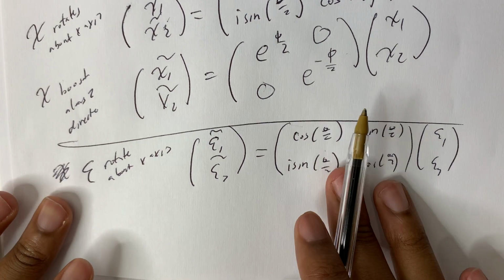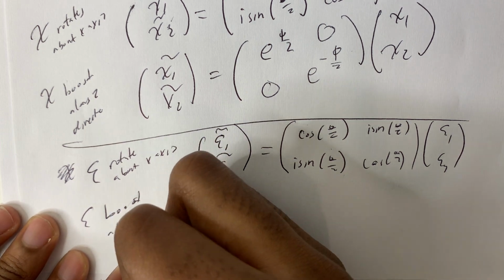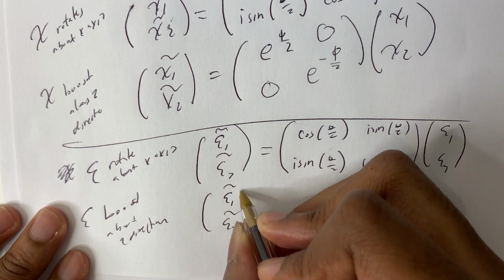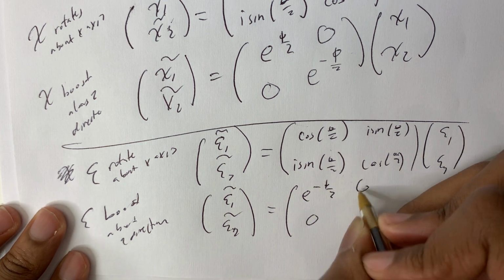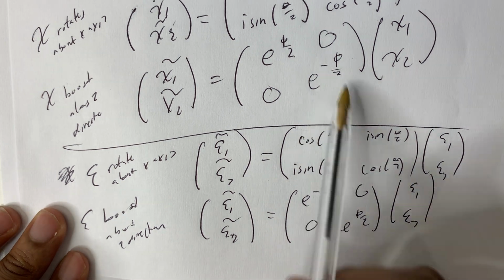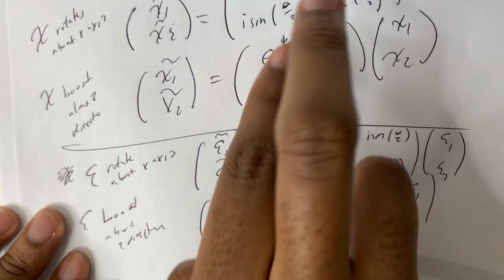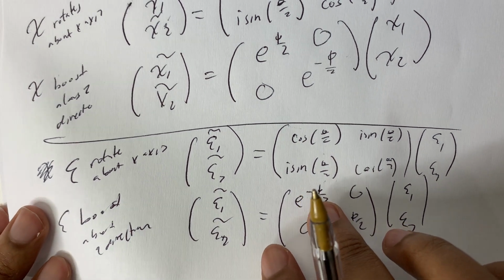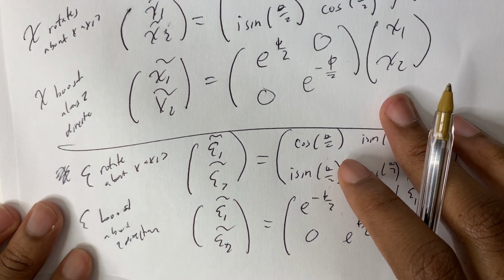However, the boost about the z direction, it's a bit of a different story. So you have epsilon 1, epsilon 2 tilde. The boost is going to be e to the minus phi over 2, 0, 0, e to the phi over 2, times epsilon 1, epsilon 2. So the boost is similar, except that we take these components and swap them to get the correct matrix for the right chirality Weyl spinor.